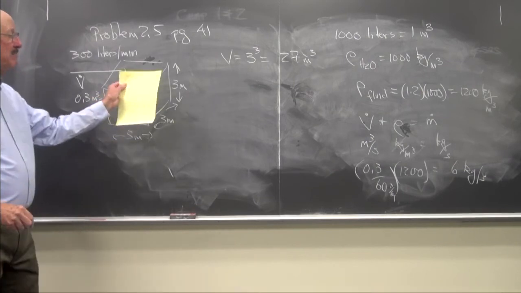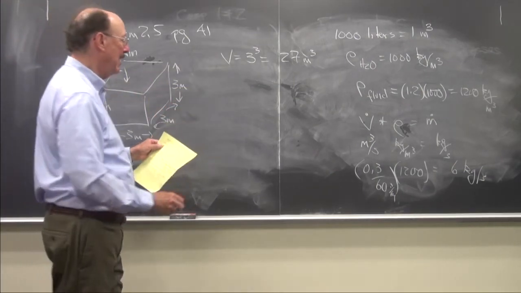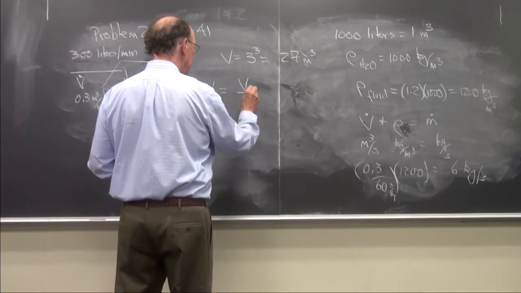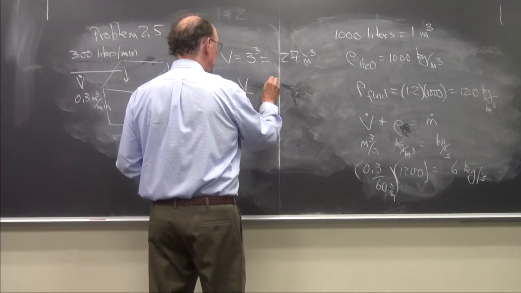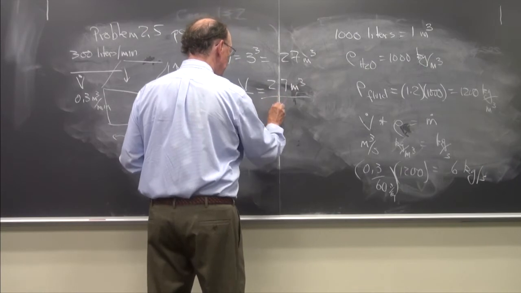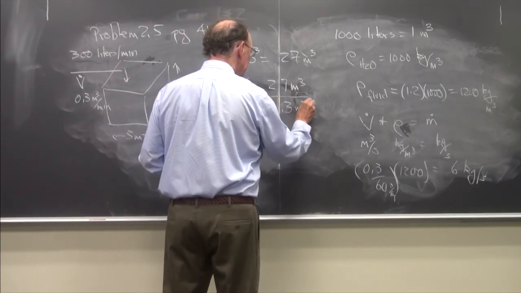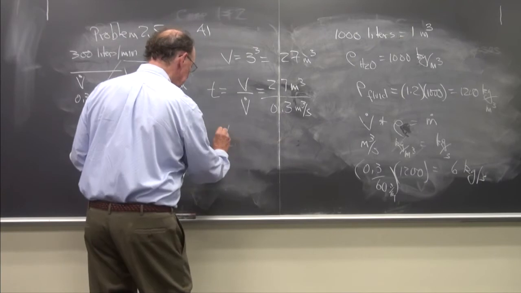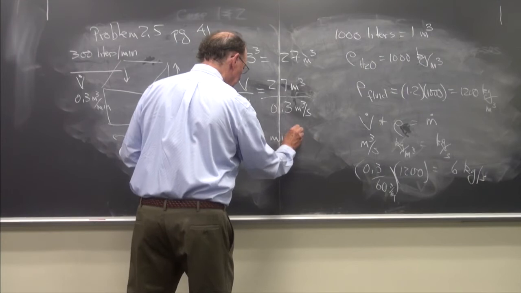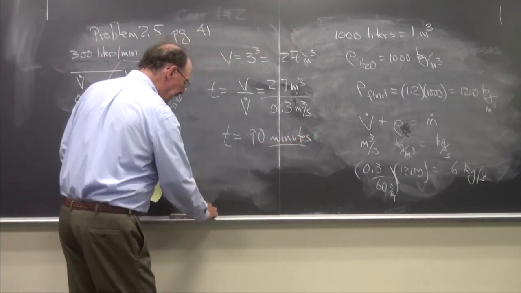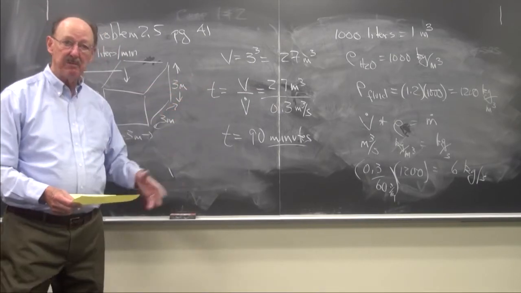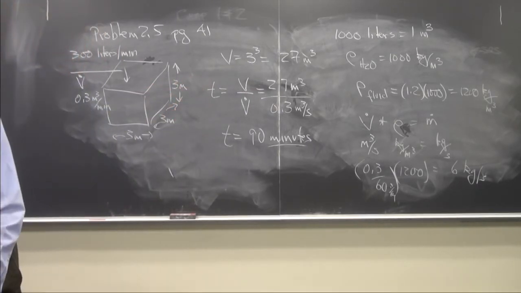So if I divide the volume by the volume flow rate, I'll get time. So T is equal to the volume divided by the volume flow rate. So I'd have 27 cubic meters divided by 0.3 cubic meters per minute. And that's going to give me T is equal to 90 minutes. So I know it'll take 90 minutes to fill it up. I know what the mass flow rate is, and that was the purpose of this problem.